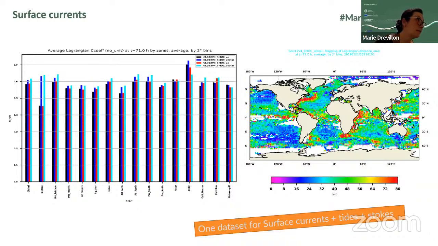And here on this map, what you see is the separation distance in kilometers after 72 hours of Lagrangian drift between actual drifters and virtual trajectories using the surface currents. So the maximum errors you get are 80 kilometers in very energetic areas, which is really state of the art. This is the expected result. So this has been checked also with independent observations, such as drifter velocities.